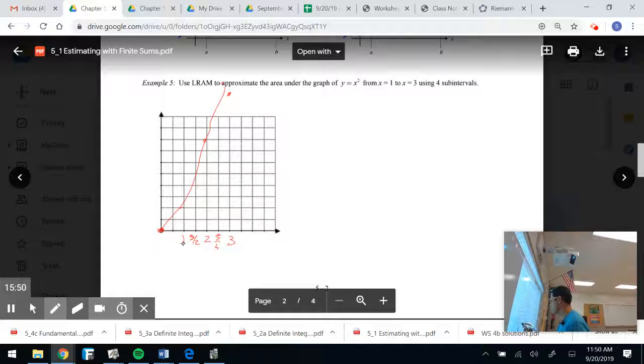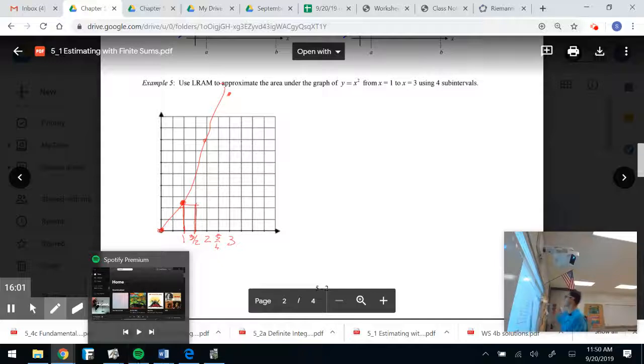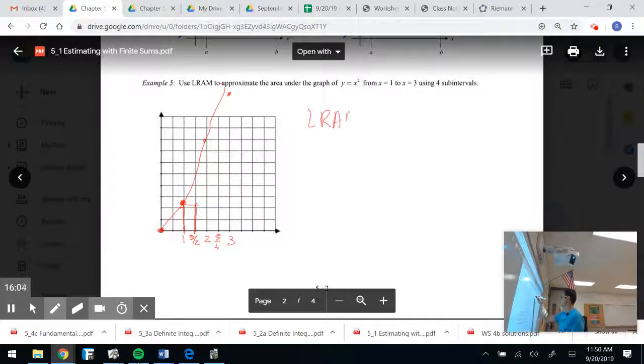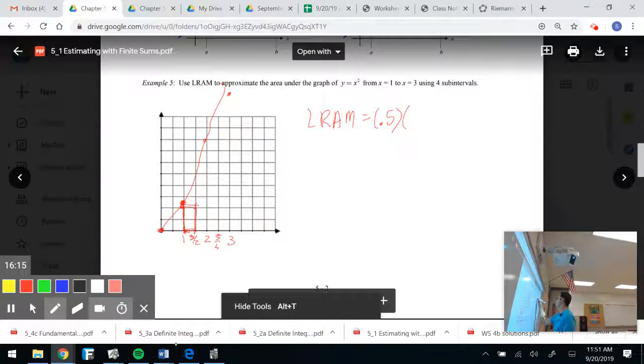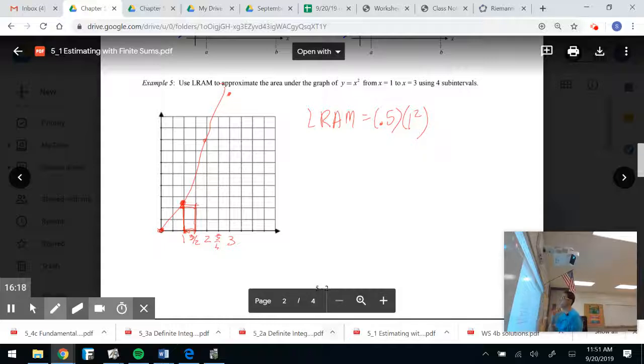So my first one is going to go from 1 to 3 halves. So I'm going to go up here, boom, right? And then I'm going to go that way and then come down. Okay, so what is that first rectangle? The area of it would be my width, right, class, which would be 0.5 times the LRAM, which I went up to 1. Okay, and I'm going to write it as 1 squared, right, class, because I plugged a 1 into the original function, since this is y equals x squared.